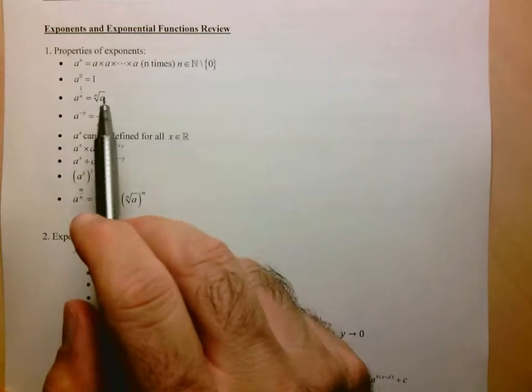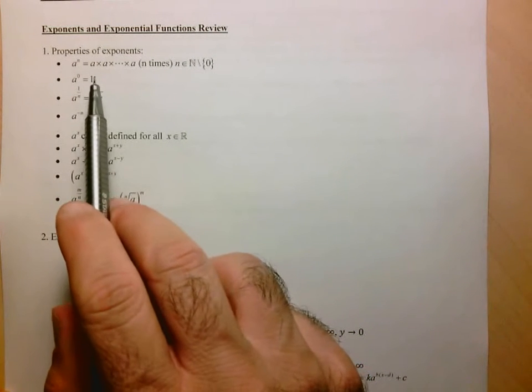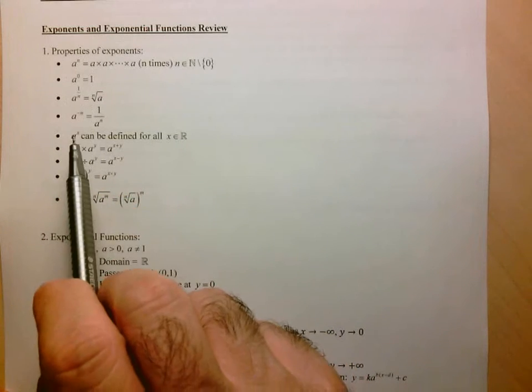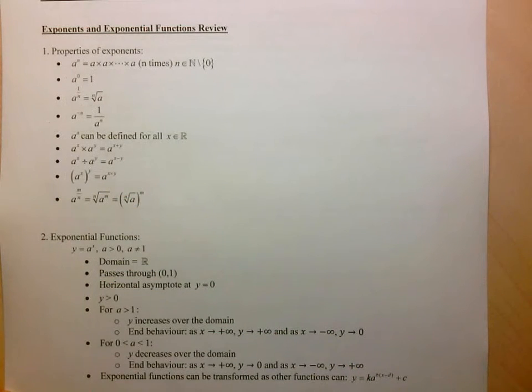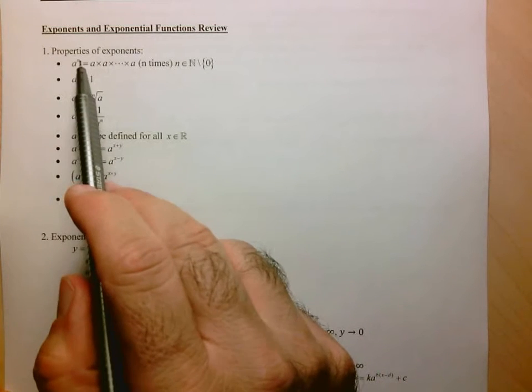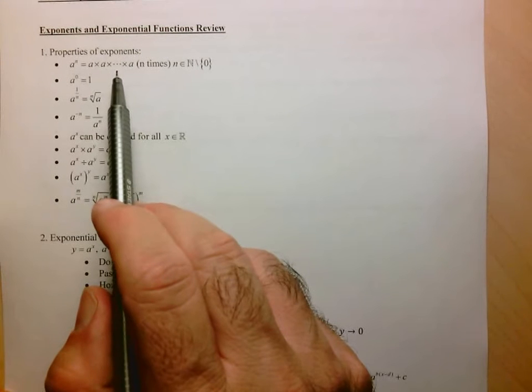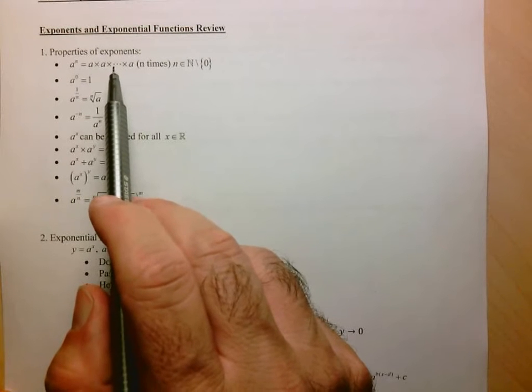Okay, so the first time you would have dealt with exponents would have been with positive integer exponents, in which case, whatever the exponent was, you just multiplied that number by itself n times. Okay? Then from there, you kind of took it a little further.